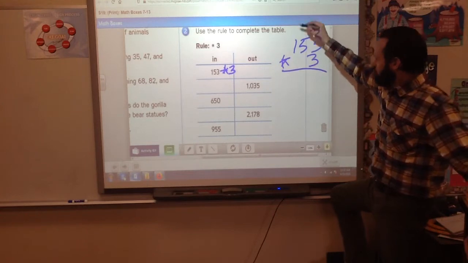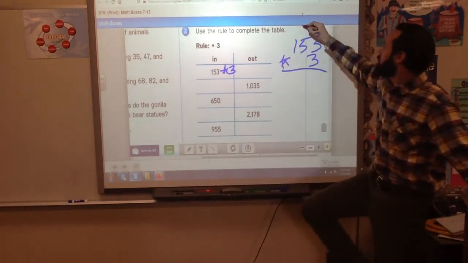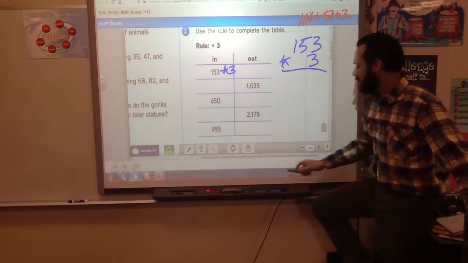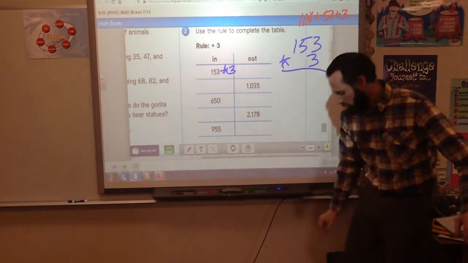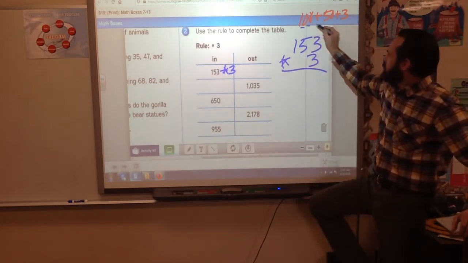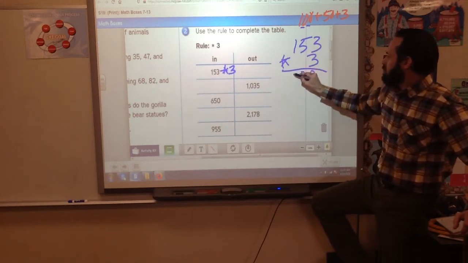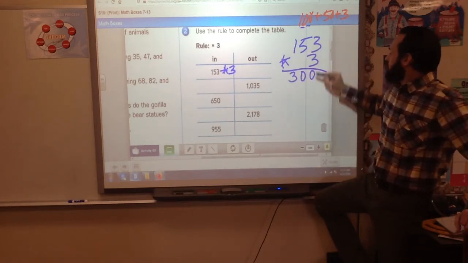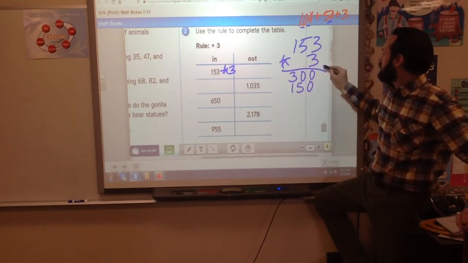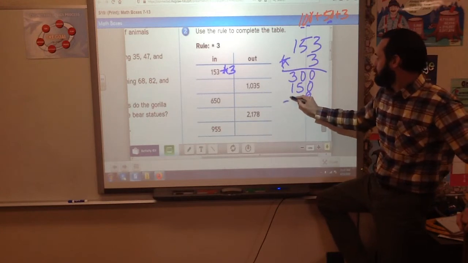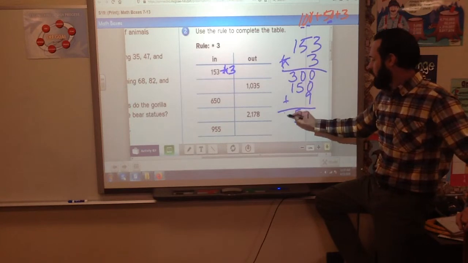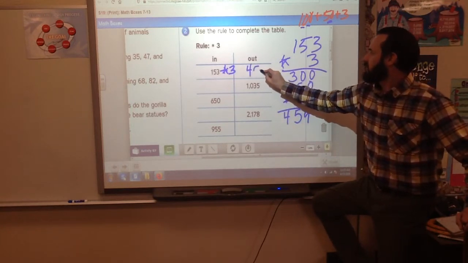Really what 153 is, is 100 plus 50 plus 3. So you have to take 3 times each of those. So if you look at the 100, there's going to be 2 zeros. 3 times 1 is 3. With the 50, there's going to be 1 zero. 3 times 5 is 15. And then 3 times 3 is 9. I get 459.